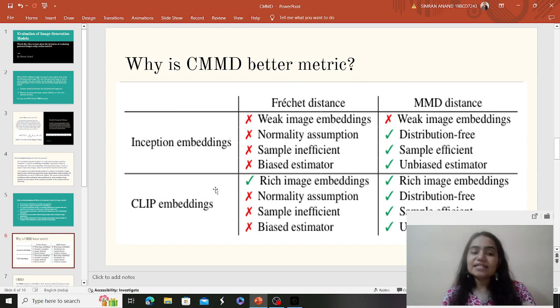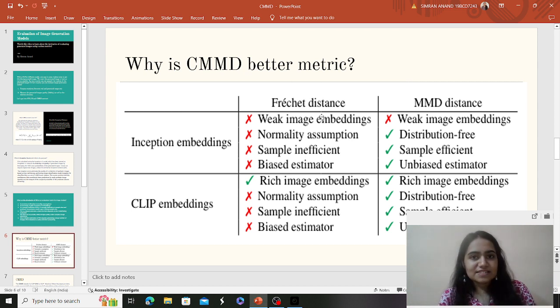Whereas MMD distance and inception embeddings is also not that great, but most of the drawbacks are overcome because of MMD distance, and the MMD and CLIP combination is giving you the best results. So you see the tick marks over here. It means that all the drawbacks have been overcome and it's giving you some pros. These are nothing but the pros and cons which I've enlisted. So what are the pros and cons, and based on what are we saying that one metric is better than the other metric?